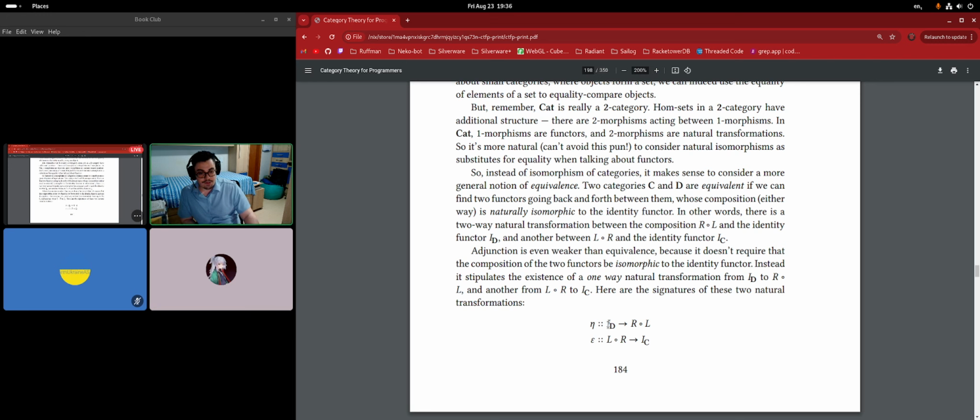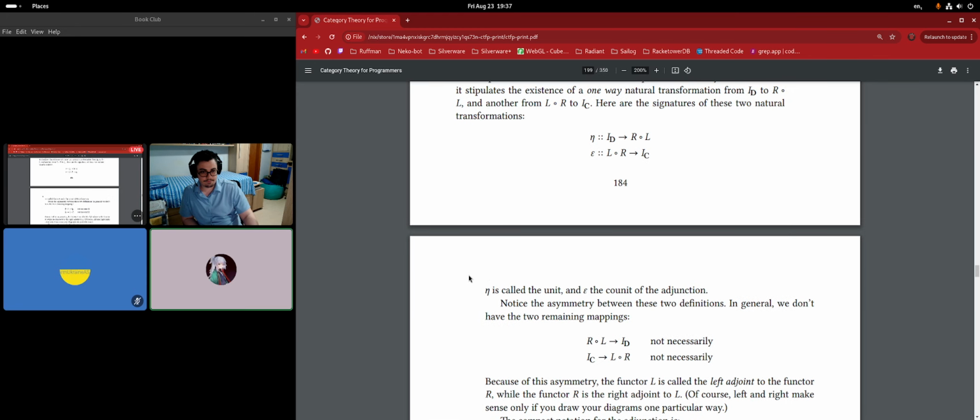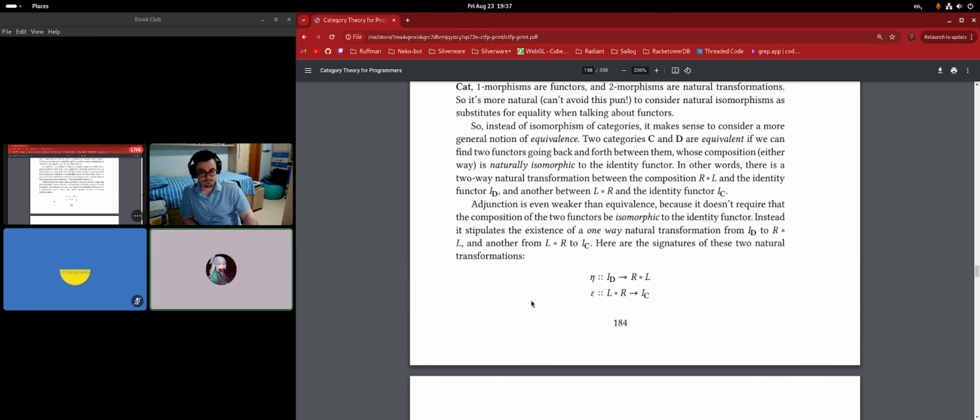So you can go from the identity of the D category to the composition of the two functors. These are natural transformations, right? And you can go from the composition the other way around to the identity of the other category, but you can't go in the other direction. That would put us back in isomorphism territory, and we're not going to do that. Wait, what would put us back into isomorphism? If the two arrows could be flipped, then we are right back to isomorphism between the two. Right, yeah, that's very true.